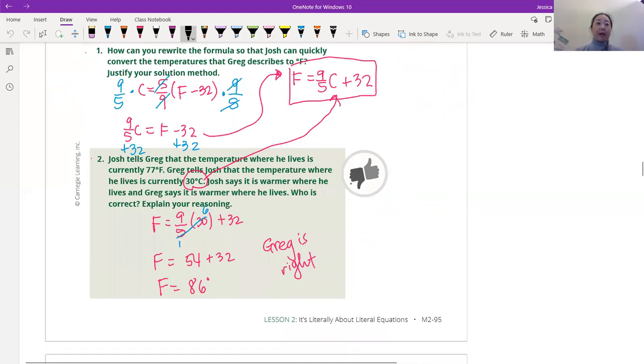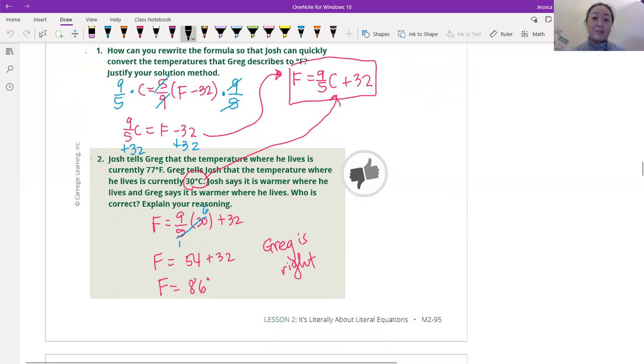So Josh tells Greg that the temperature where he lives is currently 77 degrees. So he probably lives in America. And Greg tells Josh that the temperature where he lives is currently 30 degrees Celsius, right? He probably lives everywhere else other than America, right?